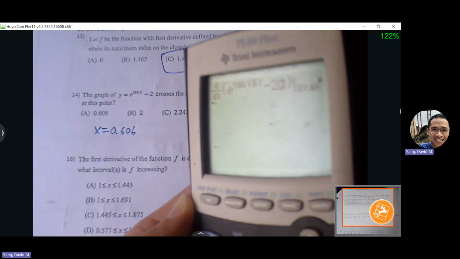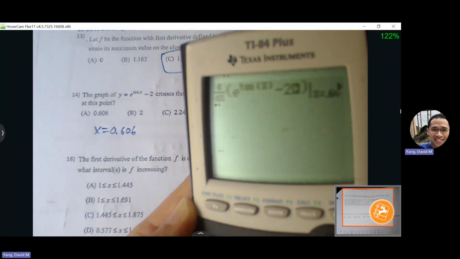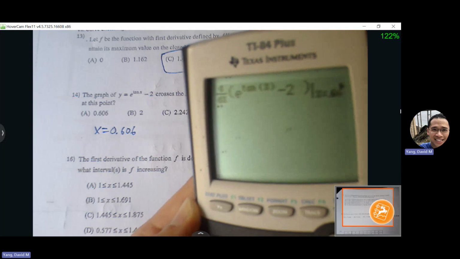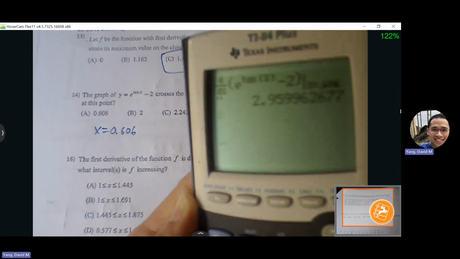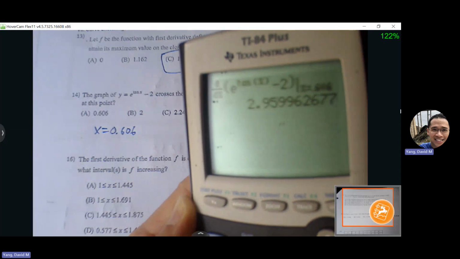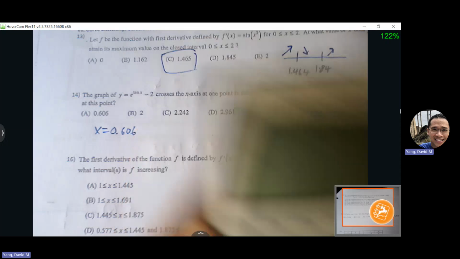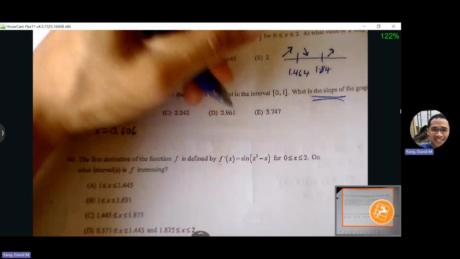Okay, so we plug in the full original function and make the calculator find the derivative. Now, you could find this by hand: e to the u times u prime, and then plug in on your own, but we can make the calculator do it for us here. So that's the slope of the graph at this point, 2.959. This is the right answer.